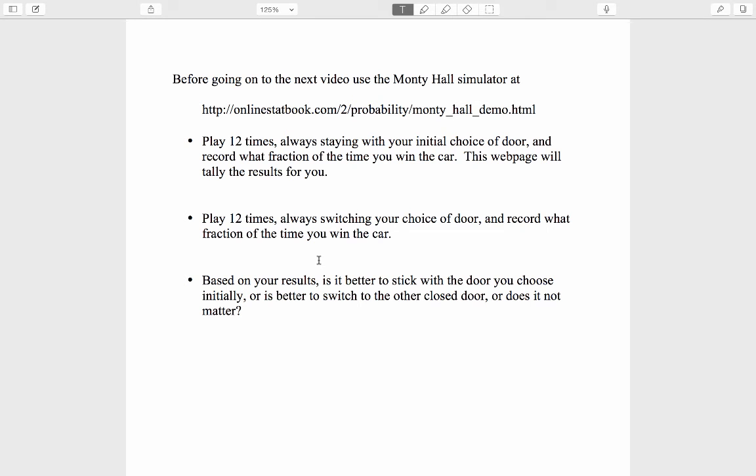Before going on to the next video, use the Monty Hall simulator that we were just working with at this website. You're going to need to do this for the homework, so please be sure to write down the results of your experiments. First, play 12 times, always staying with your initial choice of door, and record what fraction of the time you end up winning the car as a result of staying with your initial choice. This webpage will tally the results for you.